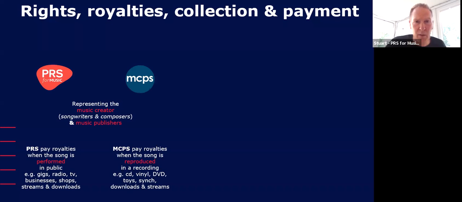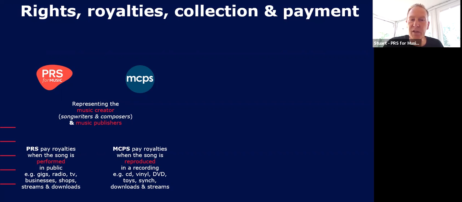Okay, so there are a number of collection societies in the UK. The first two I want to focus on are PRS and another one called MCPS. As the previous slide showed you, the rights are broken down into the performing right and the mechanical right. And these two societies administer those individual rights. So the Performing Right Society administers the performing right, and the Mechanical Copyright Protection Society, because that's what MCPS stands for, administers the mechanical right. Both of these organisations act on behalf of and support the music creator, the songwriter and the composer.